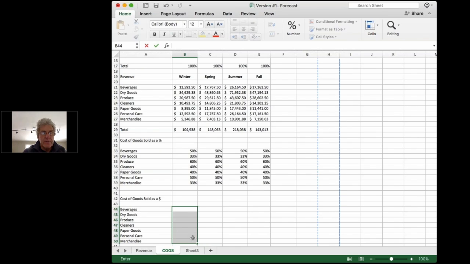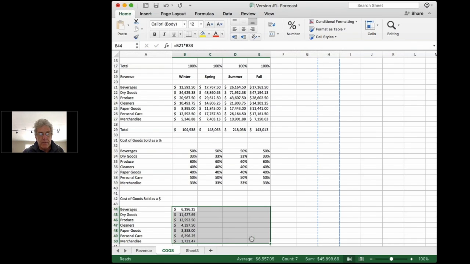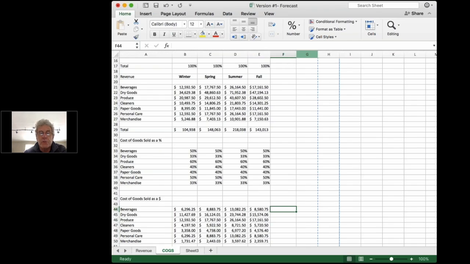Oops, didn't mean to do that. That was a slight error. I'm going to copy that down. Okay. And then I'm also going to copy it to the right, all the way to the right. Okay. And in this case, I want a total cost of goods sold.